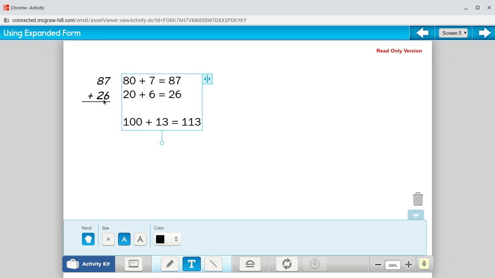7 plus 6 is 13. I can't put a 13 there, right? So I need to put my 3, and then I can bring my 10 over there. But that is a whole lot of brain work. And it's not that you can't do it, and it's not that you shouldn't know how to do it, but this is where we start. This is how we train our brain to figure out exactly why adding these numbers like this works the way that it does.